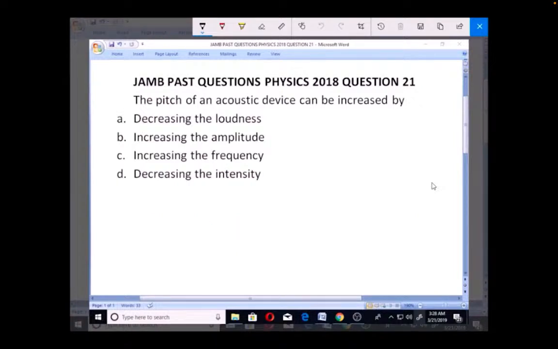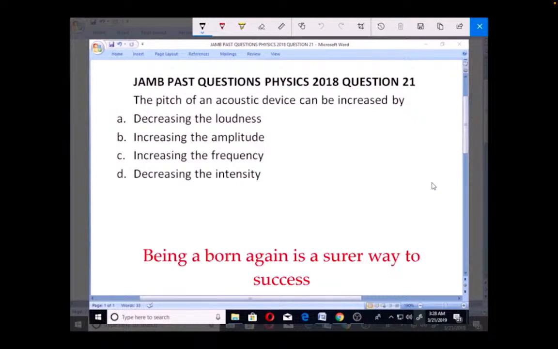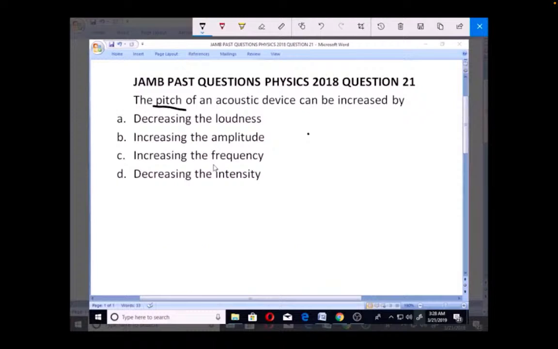Now, for us to be able to appreciate this very well, we need to first of all know what a pitch is. But as a point of note, whenever you hear the word pitch, know that it has to do with frequency. Anytime in sound that you hear about pitch, know that it has to do with frequency. Now, what is the pitch of a given sound?